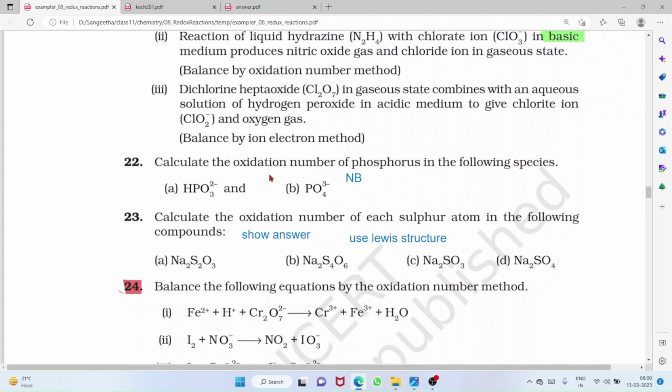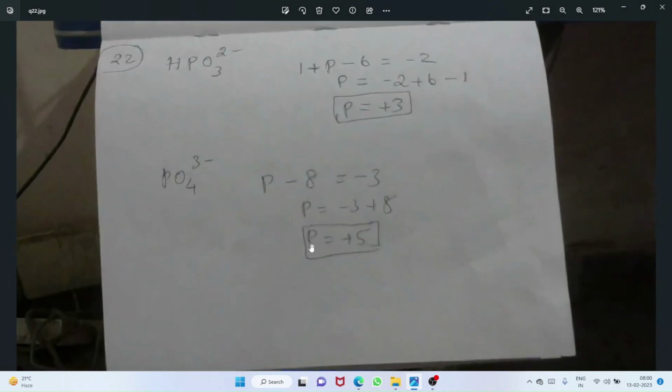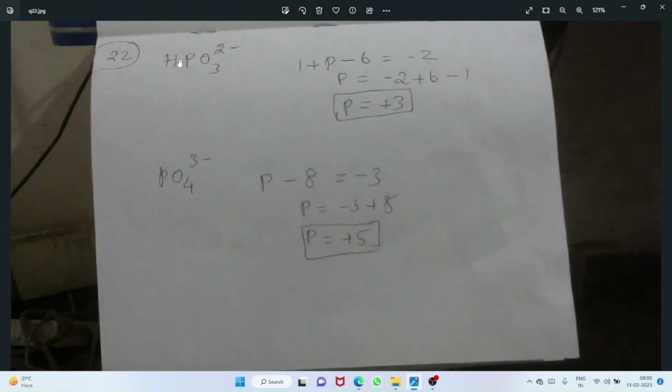Calculate the oxidation number of the phosphorus in the following. 22. Okay, here hydrogen is 1, phosphorus, oxygen negative 2, so it is positive 3, here positive 5.